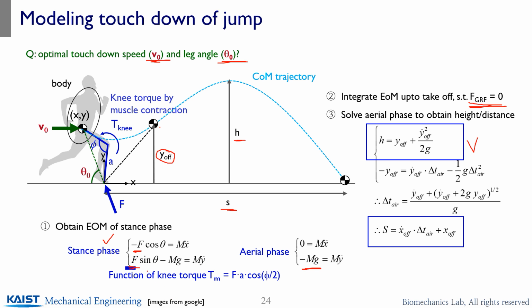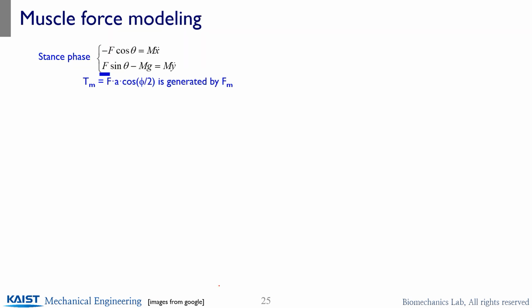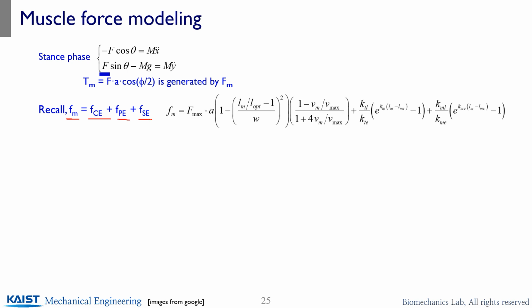So the next step is how we can formulate the equations of motion, the ground reaction force in the equations of motion, into the muscle mechanics muscle model. Okay, so for the muscle model, if we recall Hill's model, there are three components, CE, PE, and SE, and if we formulate them, it's pretty much complicated, right?